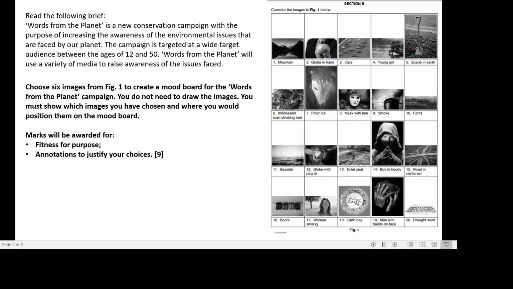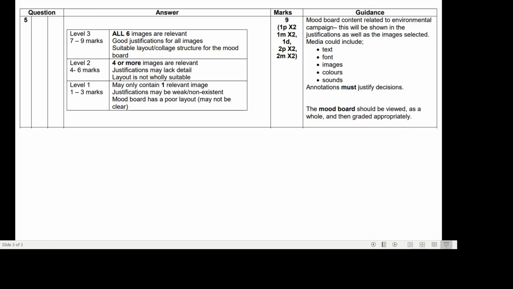Okay, so if we go through the mark scheme now, this was worth a total of 9 marks. Okay, the mood board, and this is the guidance: the mood board content related to environmental campaign. This will be shown in the justifications as well as the images selected. Media could include text, font, images, colours and sound. The annotations must justify the decisions. The mood board should be viewed as a whole and then graded appropriately.